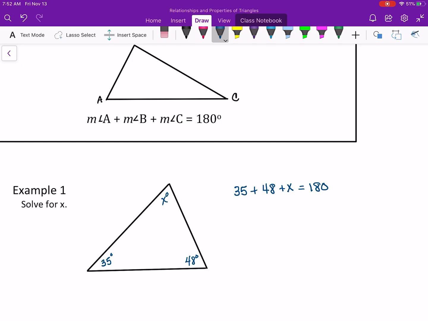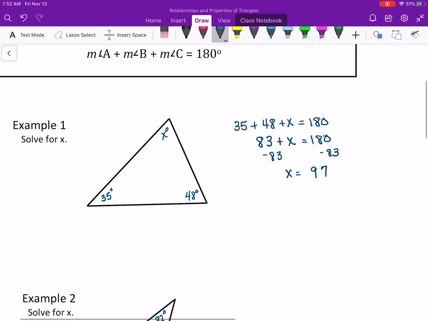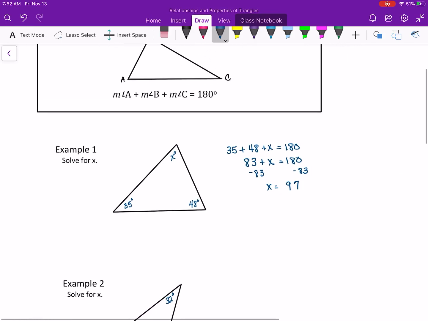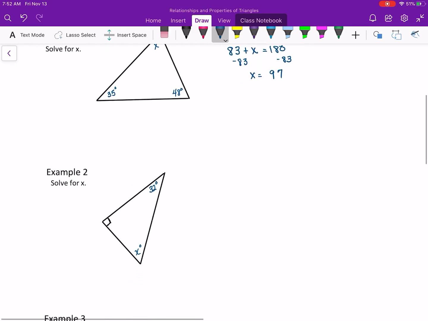Let's solve that equation that we just wrote. So that would be 83 plus x is 180. Subtract the 83 from both sides of the equation. And we get that our x is 97. Once you get the linear equation written, or the equation in one variable, I should say it that way, then it's just solving the equation. So the new part, the part that goes with the theorem, is getting that triangle analyzed, writing the equation to begin with. All right, practice again.